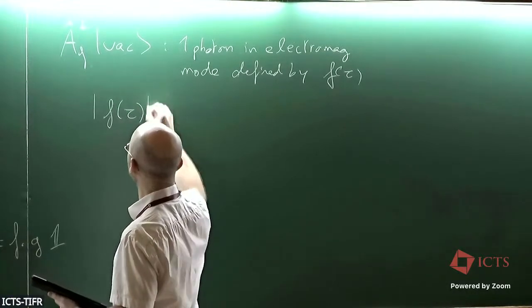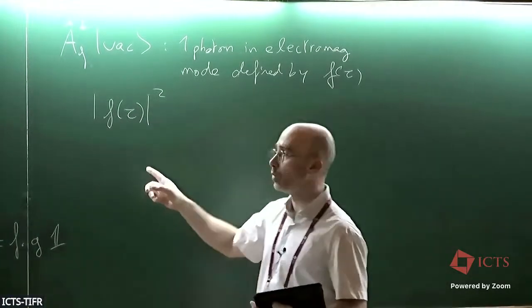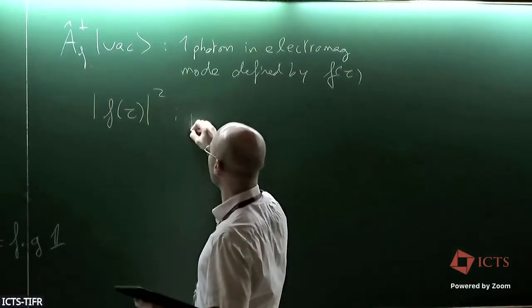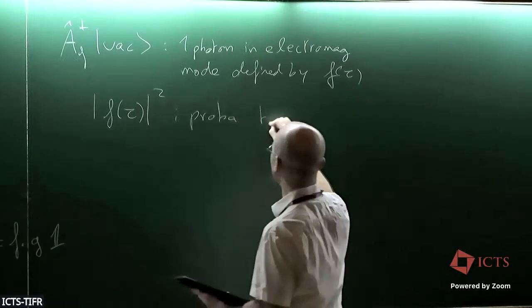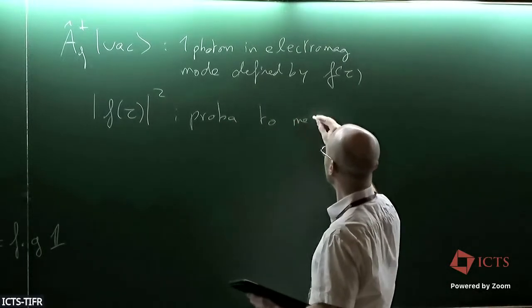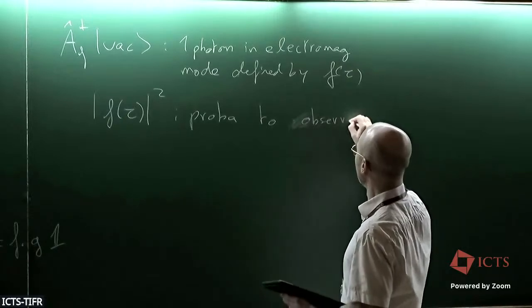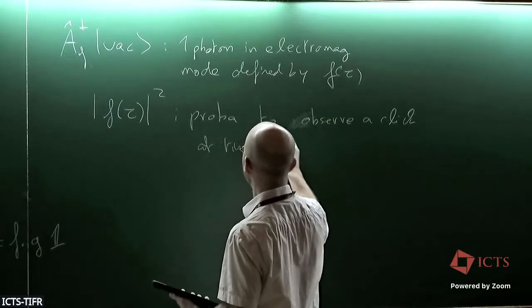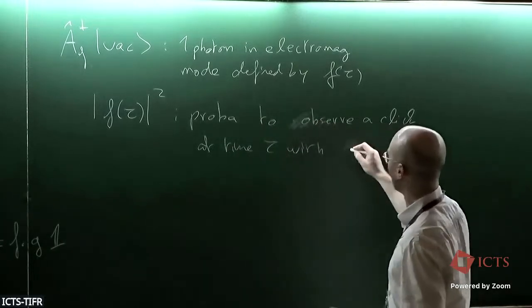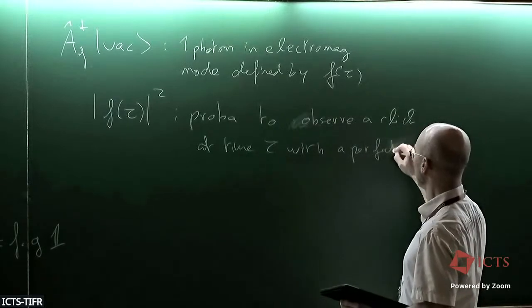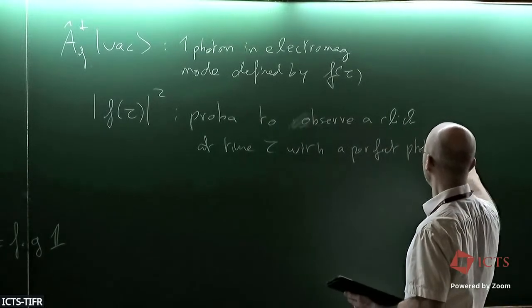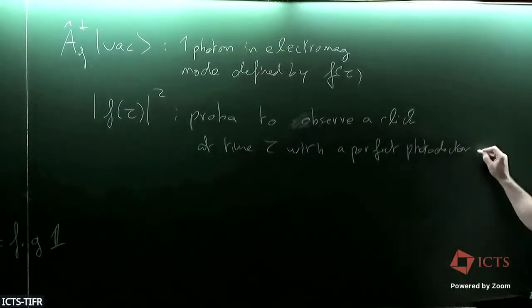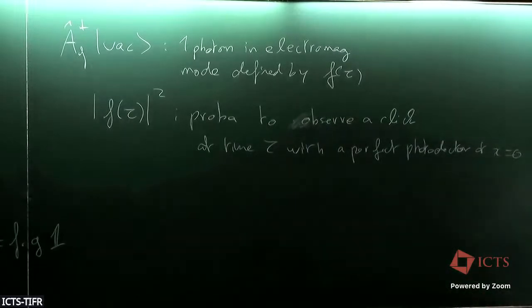And just to conclude here, one way to interpret this: the square of f of tau, when we prepare this state, is the probability to observe a click at time tau with a perfect photodetector, at a photodetector at the position x equals 0.